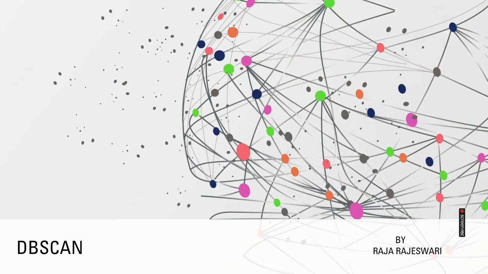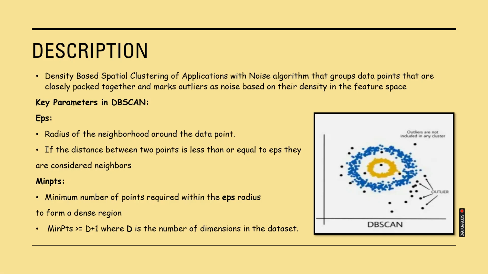Today we'll be discussing the DBSCAN algorithm, which is a type of clustering algorithm. DBSCAN stands for Density-Based Spatial Clustering of Applications with Noise. This algorithm groups data points which are closely packed together, and the data points which are away from the high density region will be marked as outliers or noise.